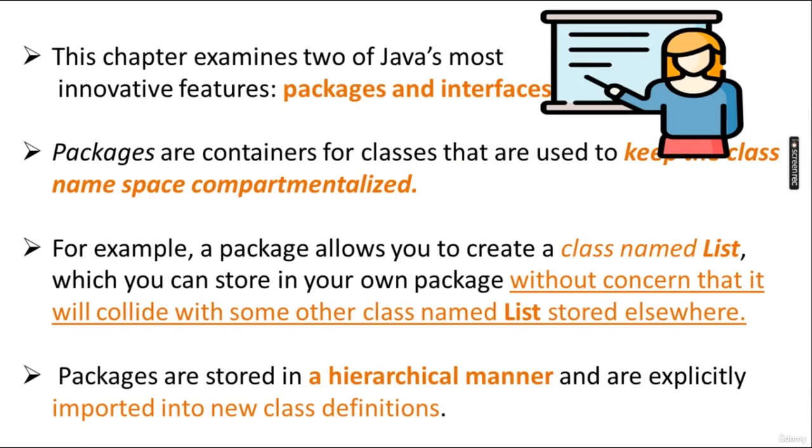This chapter examines two of Java's most innovative features, packages and interfaces. They are called innovative because they were newly introduced in Java and they are very useful in Java. Packages are containers for classes that are used to keep the class namespace compartmentalized.